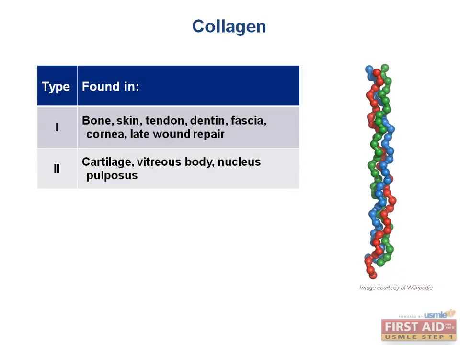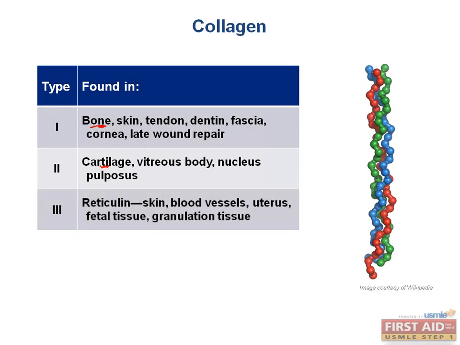Type 2 collagen is found in cartilage, the vitreous body, and the nucleus pulposus. For type 1, it's most important to remember that it's involved in bone, and you can remember this since the word bone has the word 1 in it. Similarly, type 2 is most important for its role in cartilage, which you can remember using the word cartilage.